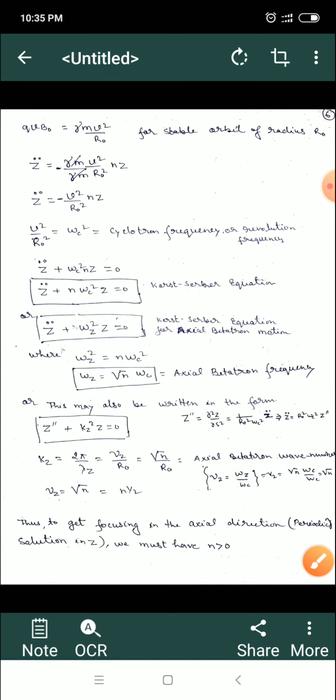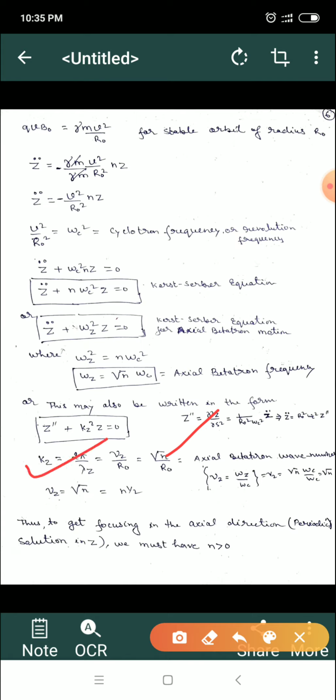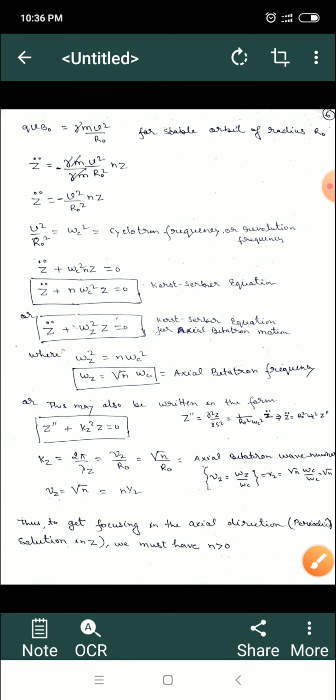We define another quantity, kz, which is equal to 2 pi upon lambda z, or nu z upon r0, or square root of n upon r0. This kz is known as the axial betatron wave number, where nu z is equal to square root of n. This is known as the betatron frequency. So nu z is equal to omega z upon omega c, or nu z equals square root of n omega c upon omega c, that is square root of n.